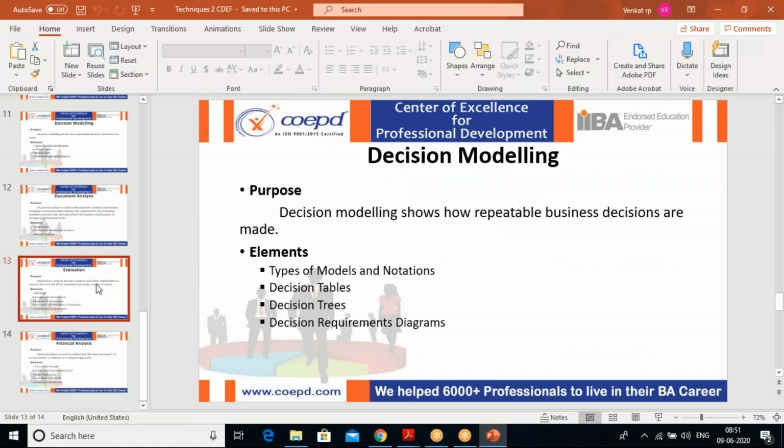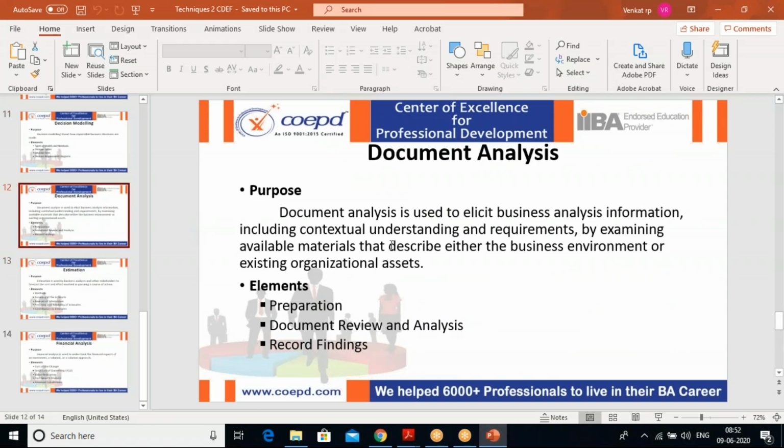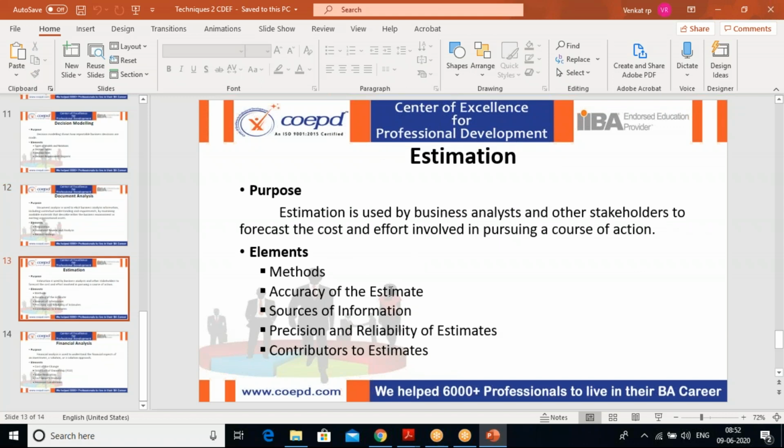And then we have document analysis. We use document analysis to elicit business analysis information, including contextual understanding and requirements, by going through the available materials that describe the business environment or existing organization assets. Generally we go through the process documents, understand them, go through the current requirements, and map these requirements onto the process documents to understand where they actually fit in. We do that review and analysis, and the findings we make are what we use to take it forward, right?